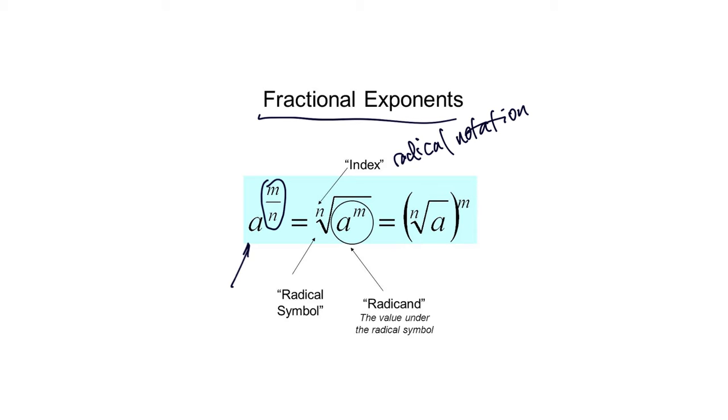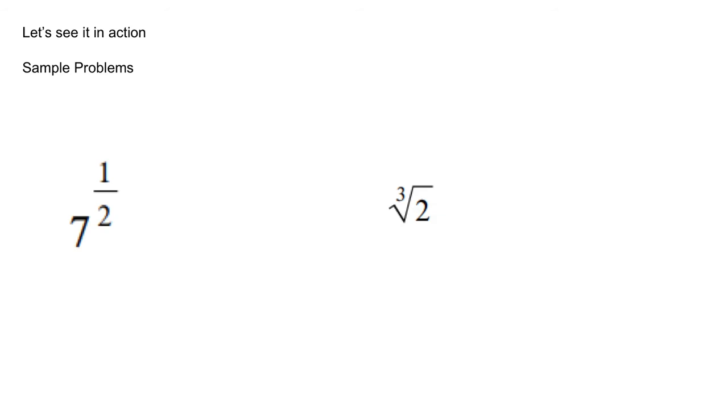I'm just going to use my pointer here. My index is n, which is the denominator. And then my numerator for my rational exponent sticks with the base, so now it's a raised to the m power. And this is another way of writing that. My index stays the same. It's the nth root of a, and then I raise that entire thing to the m power.